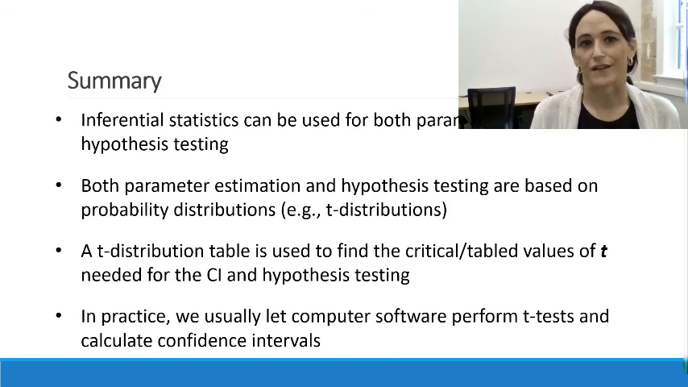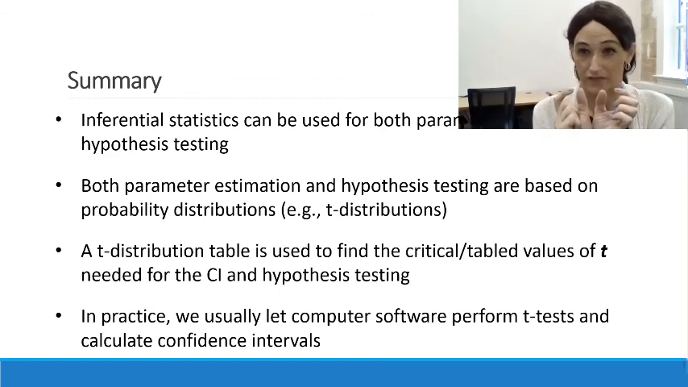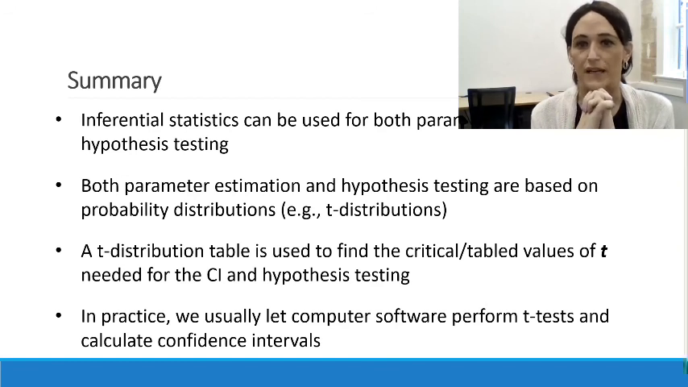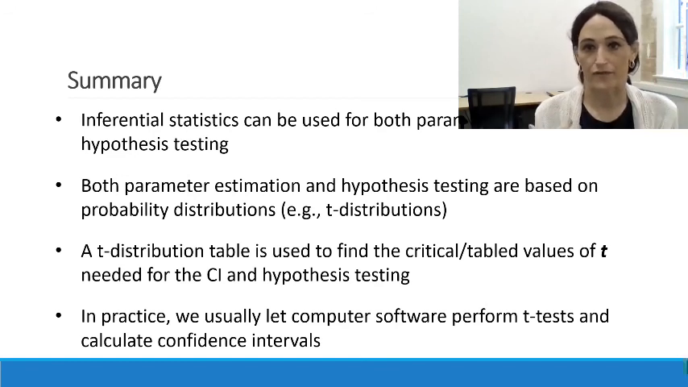So in summary, inferential statistics can be used both for parameter estimation, so when we calculate confidence intervals, and also for hypothesis testing, when we want to say, are two groups actually different? Both parameter estimation and hypothesis testing are based on probability distributions, such as we saw with the t-distribution. A t-distribution table is used for finding critical table values of t needed both for confidence intervals and hypothesis testing. The difference will be in terms of the degrees of freedom that we calculate and what our goals are, but we are going to use those underlying t-distributions for smaller samples.